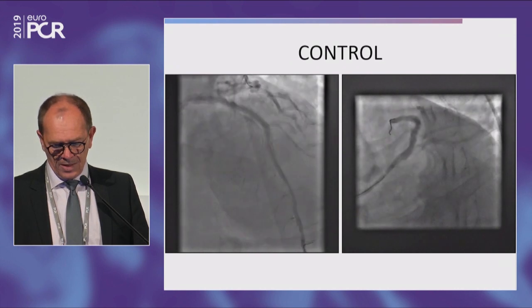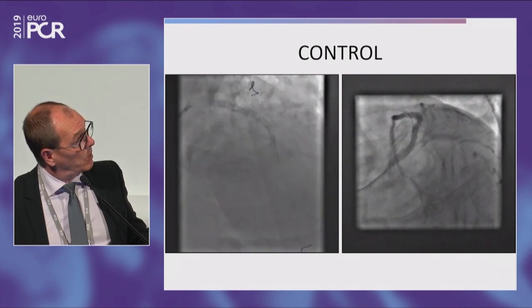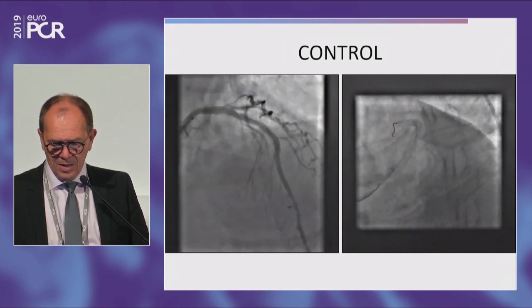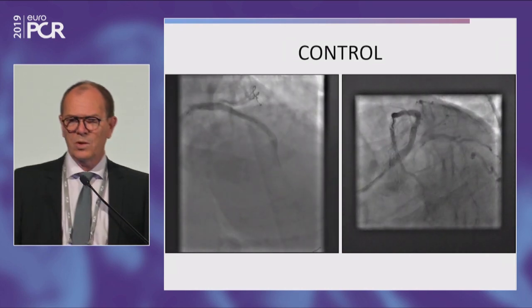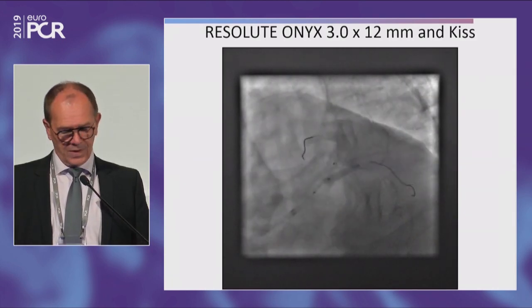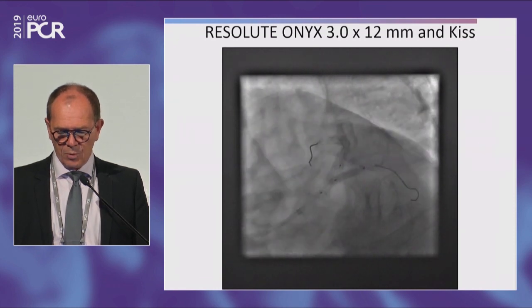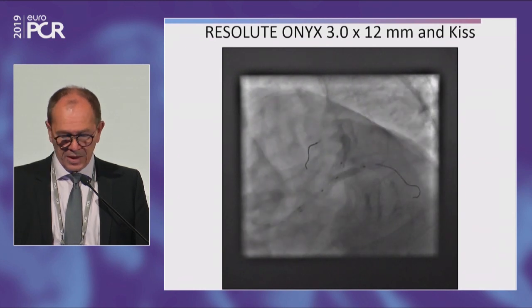Not very bad. A short overlap on the LAD, and the lesion of the circumflex was still persistent after 5 minutes on nitroglycerin. So I decided to set another stent. This is the same family, Onyx 3.0x12, with the equivalent of a TAP to prevent some complications, or to make it fast.